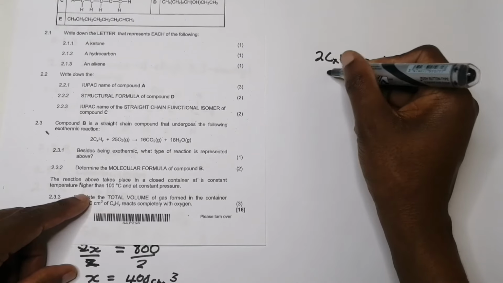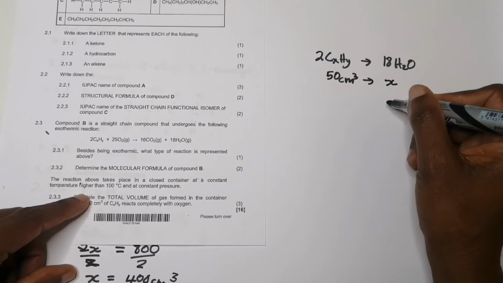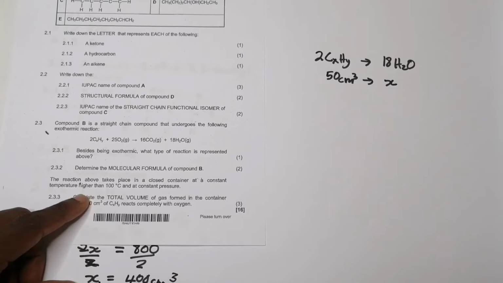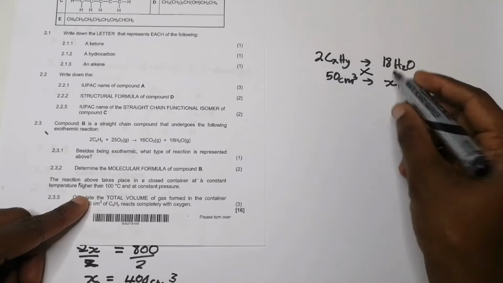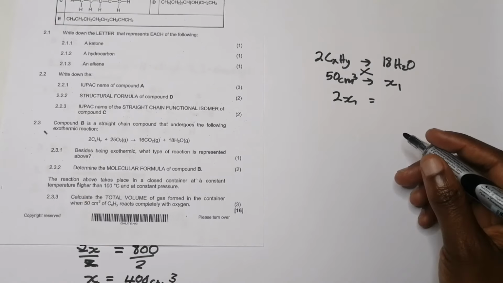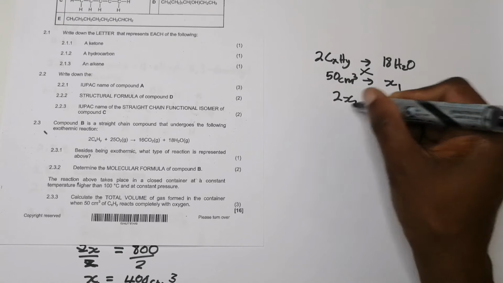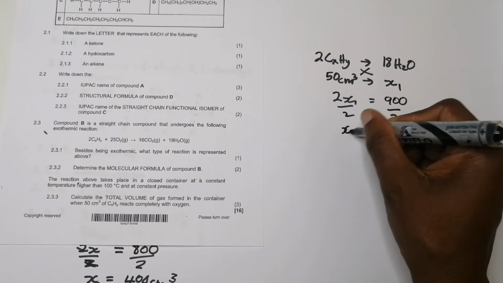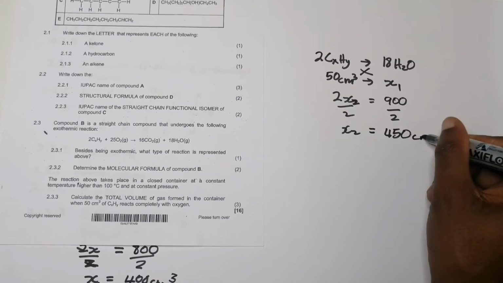So in this case, if I've got 50 moles of octane, how many moles of water am I going to find? Just for the sake of confusion, let me call this x1, or you can call it V. You're not obliged to call it x or whatever; I just chose a variable for myself. So this is 2x1, which will give me 50 times 18, which is 900. Divide again by 2, so this would be x2, which is 450 cubic centimeters of gas.